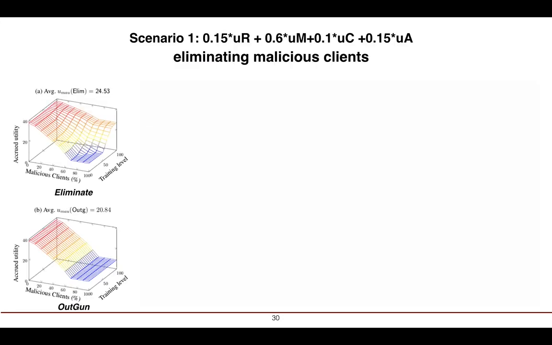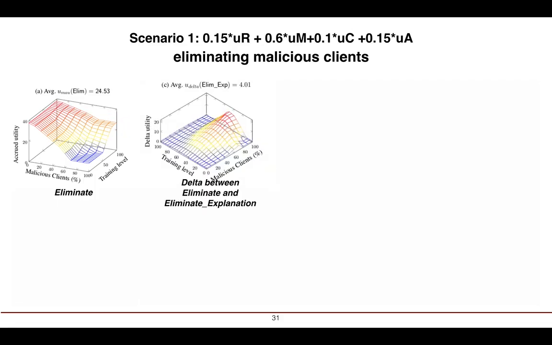For the first scenario, these two plots illustrate the maximum accrued utility the system can achieve in strategy eliminate and strategy outcome, respectively, with different percentage of malicious clients and various training level. We can observe how eliminate could generate better results when both the percentage of malicious client and the training level are high. This is because the automated strategy cannot deal with attackers, while the operator with high capability could effectively identify the malicious clients.